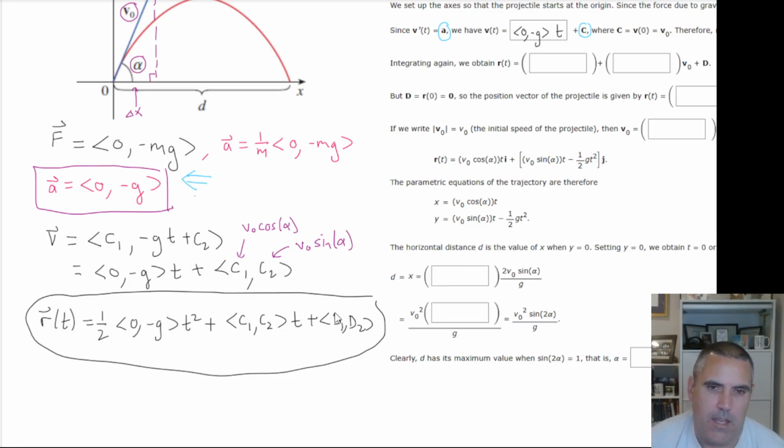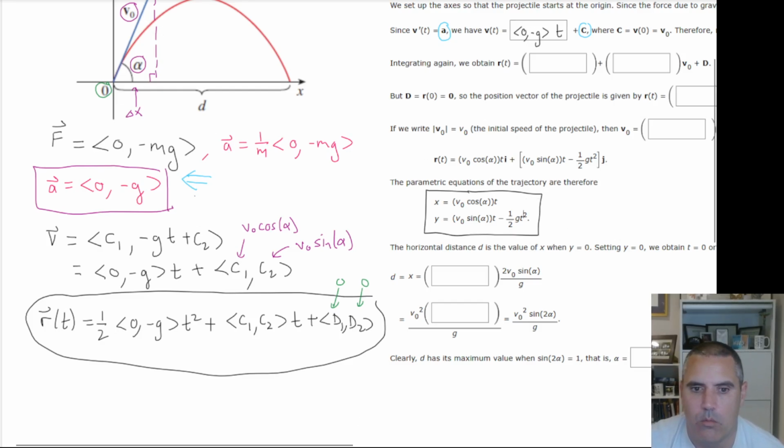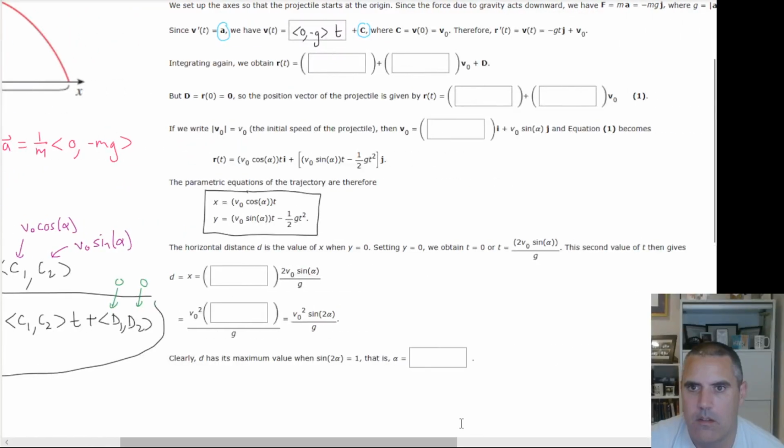Okay, and if we say the initial position is here, then these are going to be 0, 0. So that's all the problem is saying here. It's taking you through the steps to get to this, which is exactly what this says. There's the 1/2 negative gt, which only affects the y. There's the initial x component of velocity. There's the initial y component. Okay, so if we are going to fill in the rest of the stuff, here's what we have.